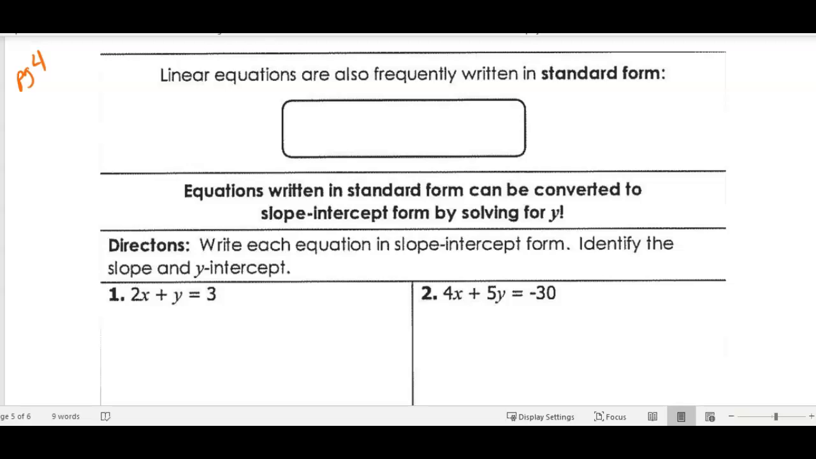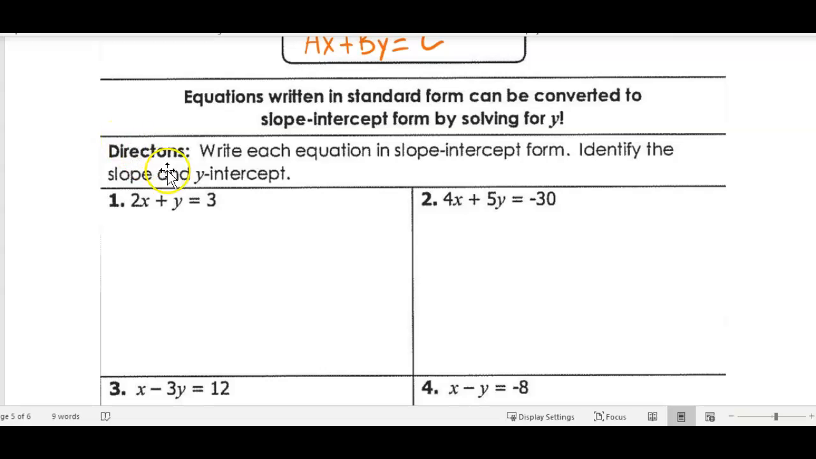So we're going to do standard form today and really just focus on the algebra behind it. Standard form is another way to write linear equations: AX plus BY equals C. As we get into the graphing, we will show you how to use standard form. But for today, we're going to focus on the algebra of it and work on switching back and forth. It says equations written in standard form can be converted to slope-intercept form by solving for y.